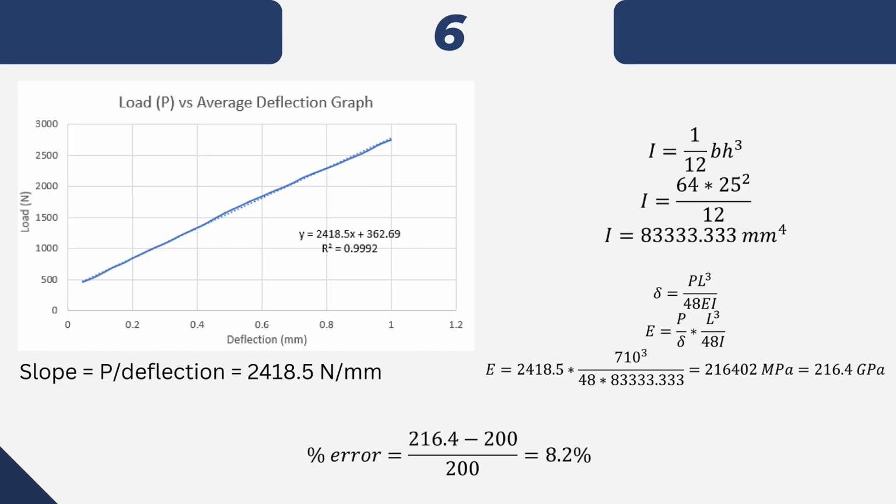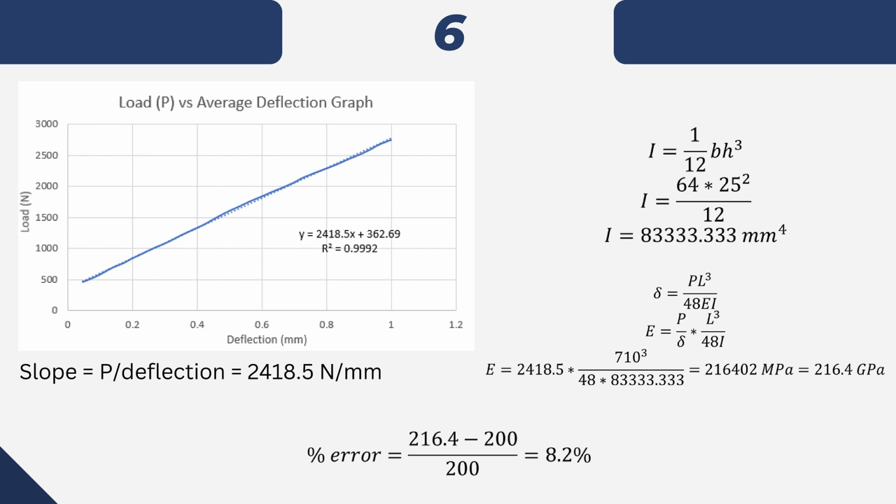So for the sixth question, or the last question, we are asked to obtain the value of the slope of the load versus average deflection graph, which is going to be the P over deflection value, that we can then insert to get the Young's modulus, which has a formula of P over deflection, which is 2418.5, equal to 48EI over L to the power of 3. From this formula, we can get the Young's modulus of our beam, which turns out to be 216.4 GPa.